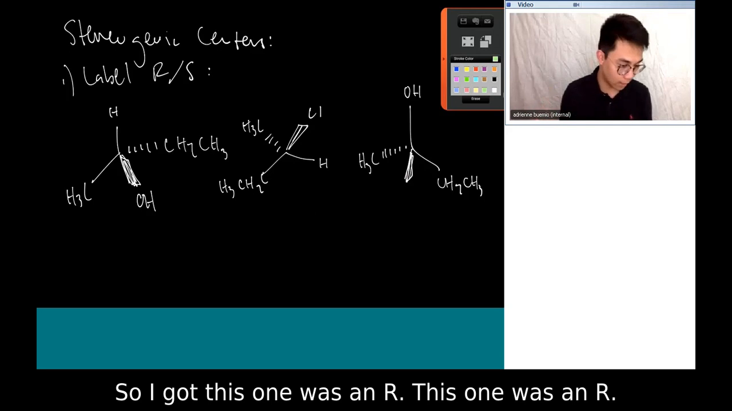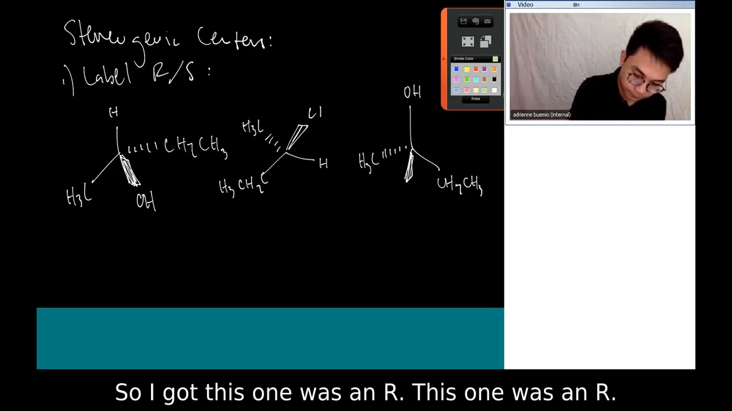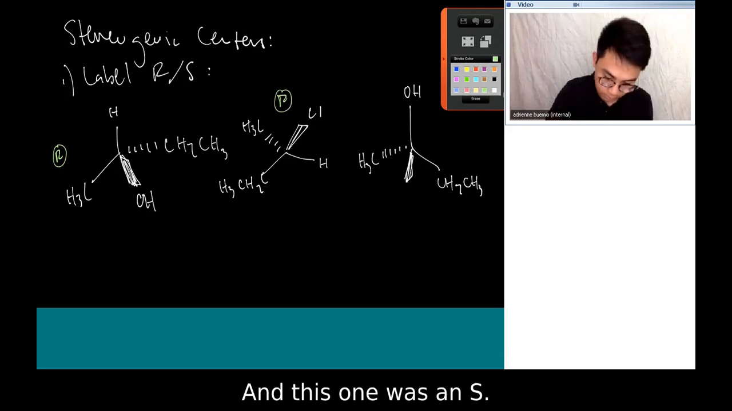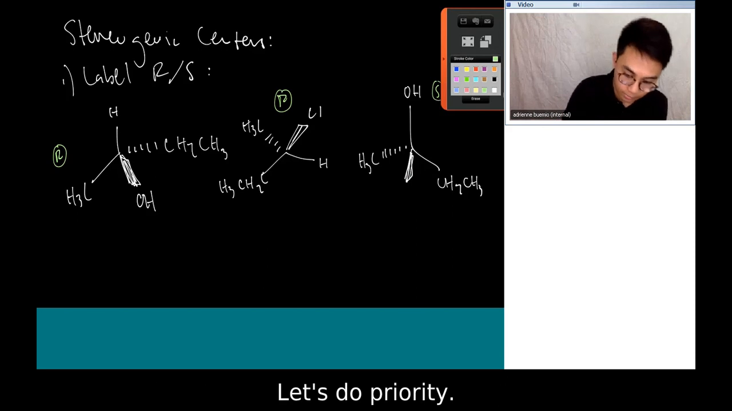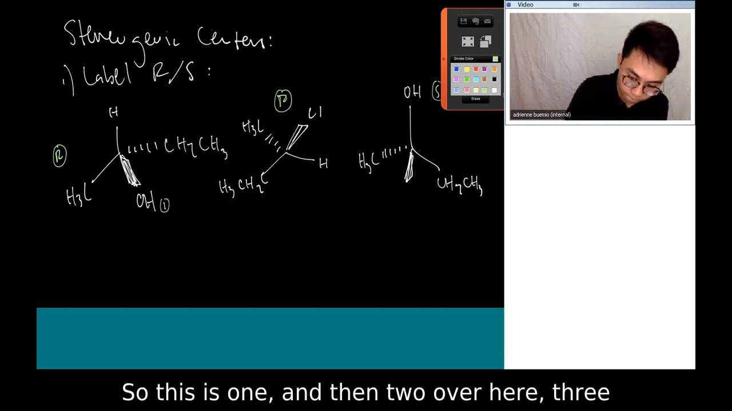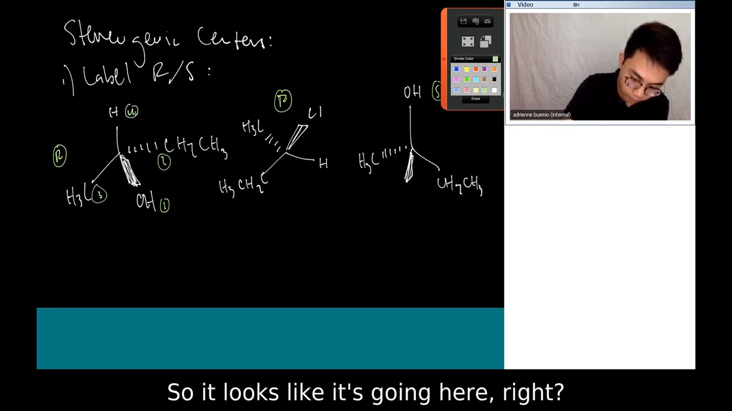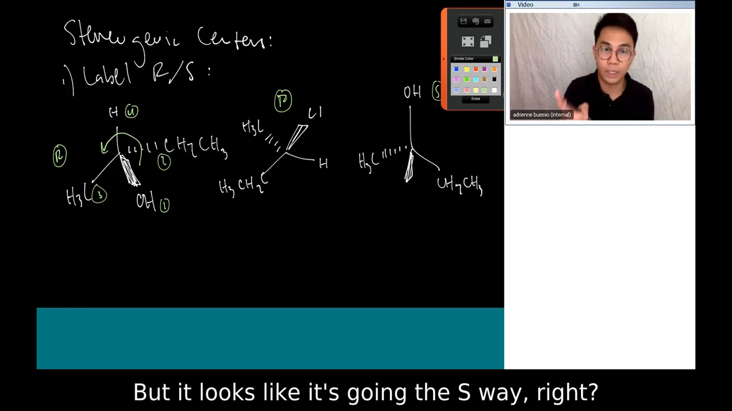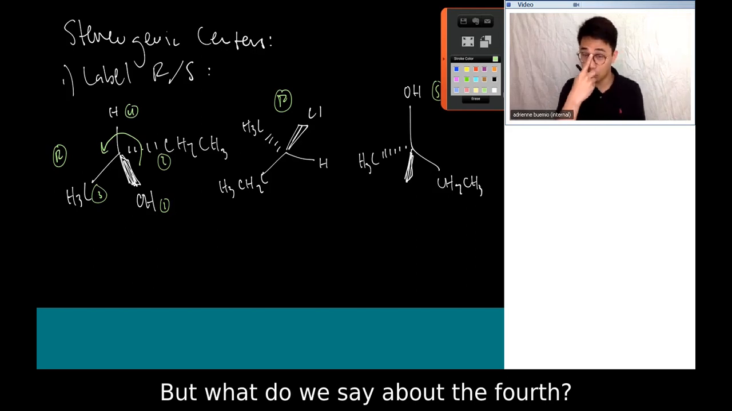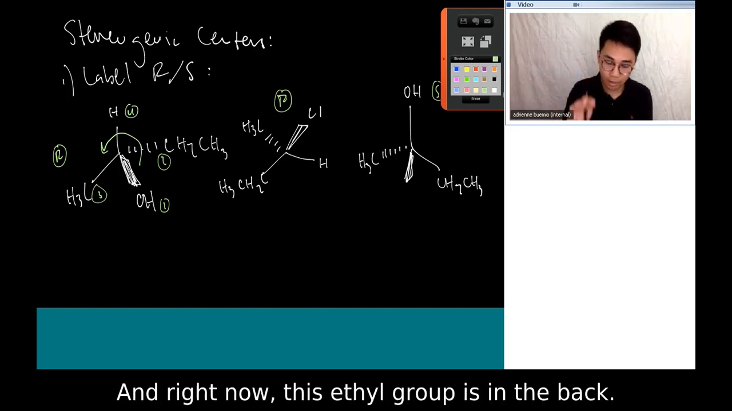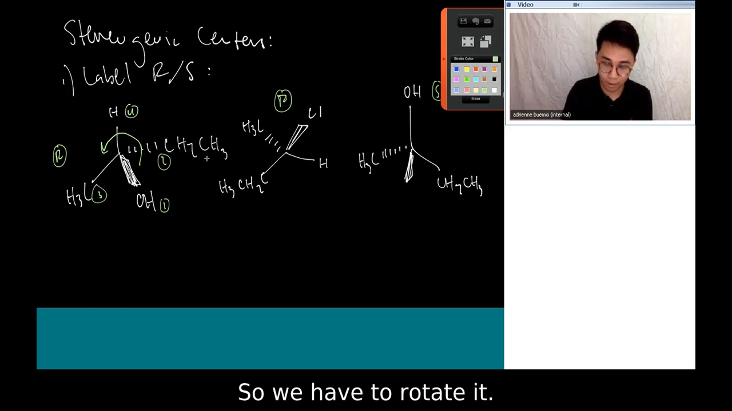Okay, so I got this one was an R, this one was an R, and this one was an S. So first, let's do each one of them, right? Let's do priority. So this is one, and then two over here, three over here, four over here. It looks like it's going the S way, right? But what do we say about the fourth? It has to be in the back, right? And right now, this ethyl group is in the back. So we have to rotate it.